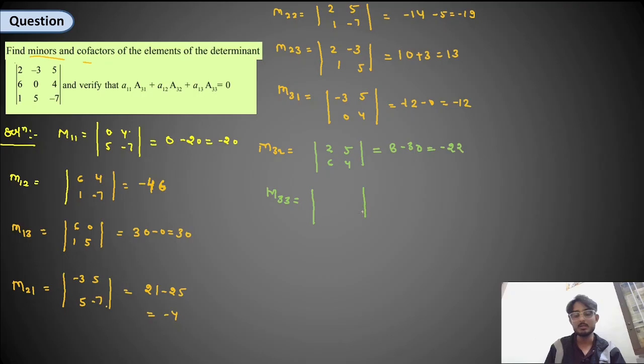Now M33. M33 means third row and third column. So when you eliminate the third row and third column, you will get the remaining elements. The third row is 1 5 minus 7 and the third column is 5 4 minus 7. When you eliminate this, the remaining elements are 2, minus 3, 6 and 0. When you multiply this, 2 into 0 is 0 and minus 3 into 6 is minus 18. So 0 minus minus 18 equals plus 18.